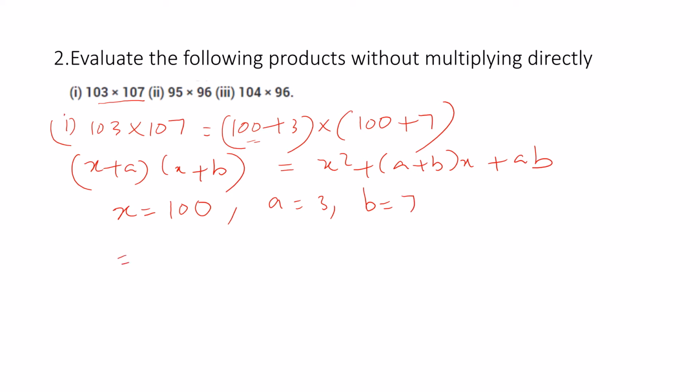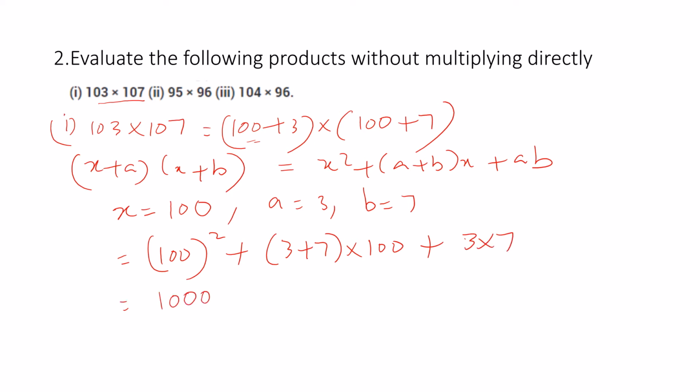So this is equal to 100 square plus (a plus b), that is 3 plus 7, into x, that is 100, plus 3 into 7. So 100 square will be 10000. 7 plus 3 is 10. 10 into 100 is 1000 and 7 3s are 21. So the answer will be 11021.